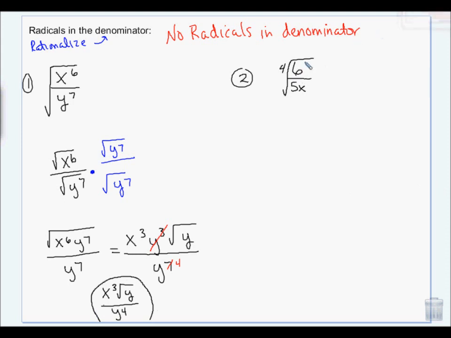Okay, so square root's really nice. Cube roots, third root, fourth roots, fifth roots, those get a little testy. So first I'm going to split this. Here I have a fourth root of 5x. In order to clear out the roots, I need this to be 5 to the 4th, x to the 4th, and then it would cancel, right?